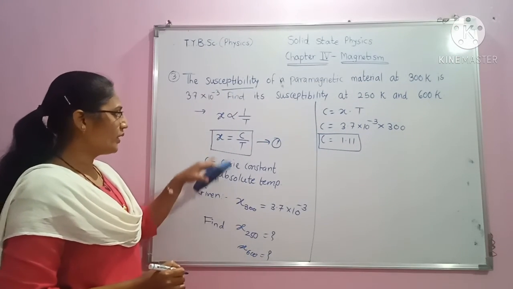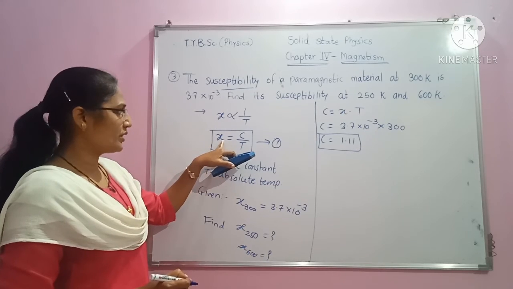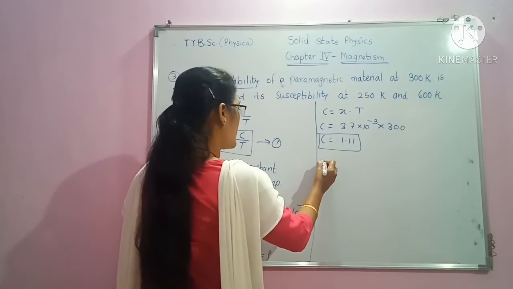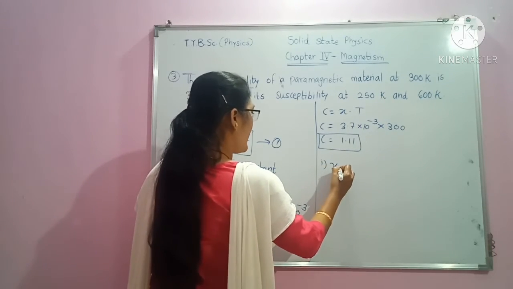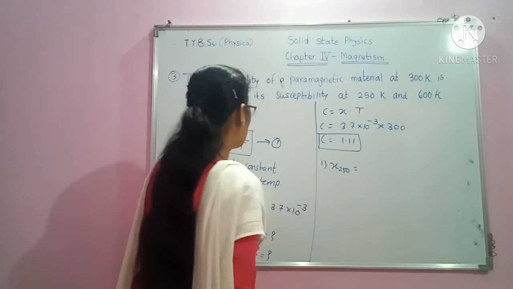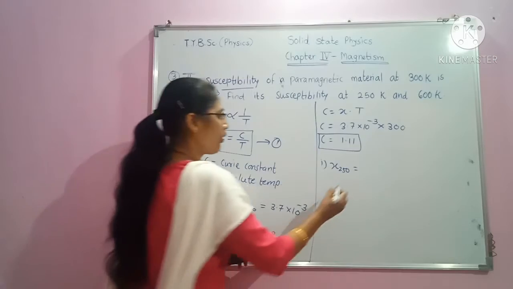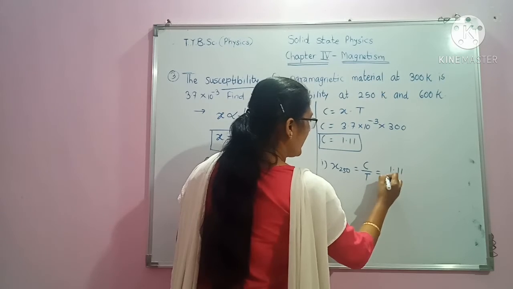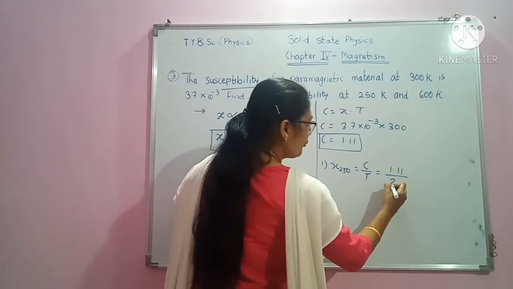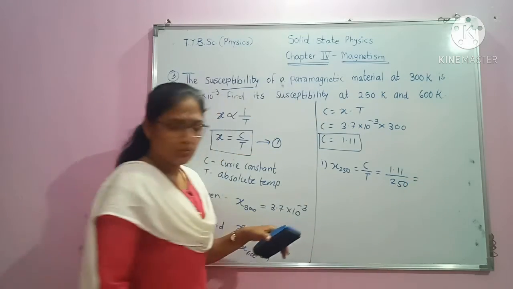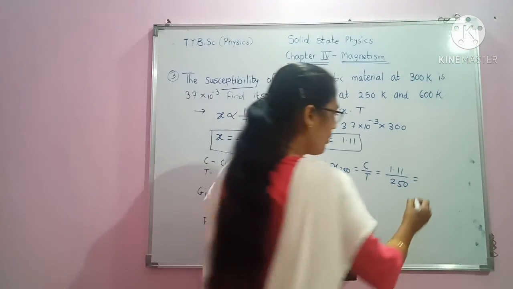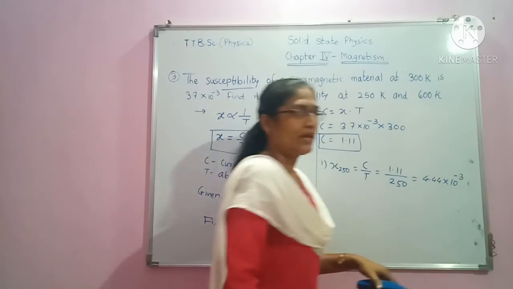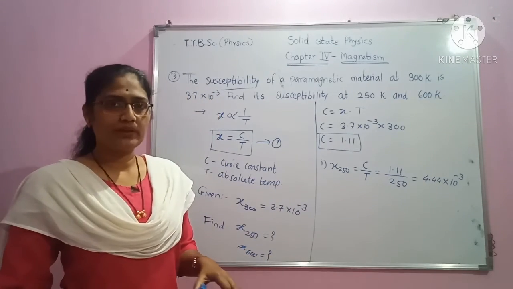Now we have to find the susceptibility at 250 Kelvin temperature and at 600 Kelvin temperature. First, susceptibility at 250 Kelvin can be found by substituting the values of C and T. C is 1.11 and T is 250. This value comes out as 4.44 into 10 raised to minus 3. As susceptibility is a ratio, it is unitless.